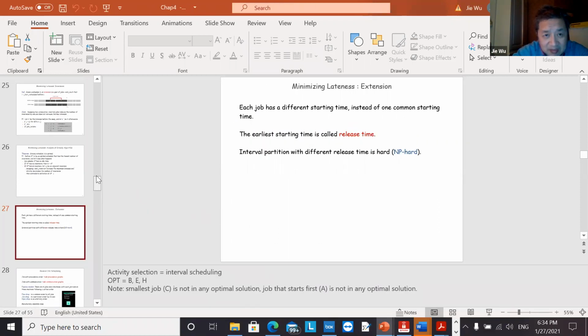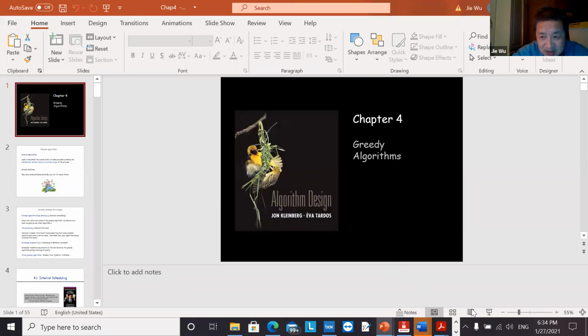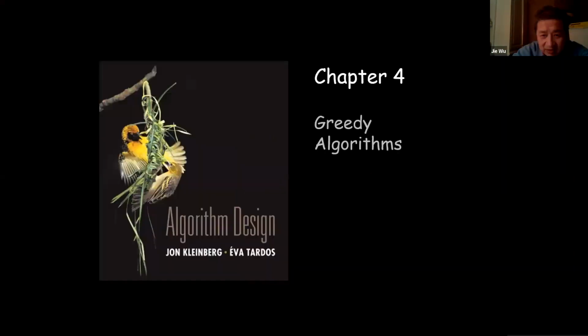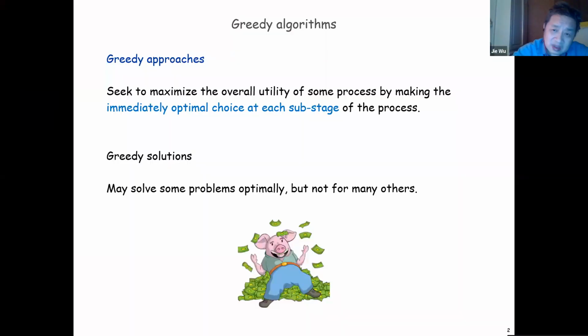But now let's look at the main part of this class, second class, greedy algorithm. In today's class, we look at three examples. So what's a greedy algorithm? You need to give some kind of formal definition. So imagine that in your real life, your objective is to try to maximize the overall utility of some process. For example, you want to get rich, you want to have a happy life. Now the question: what's the best way to get rich or get a happy life?